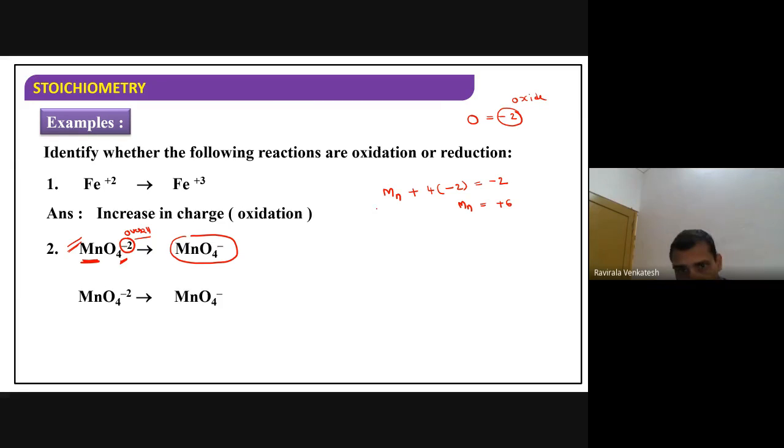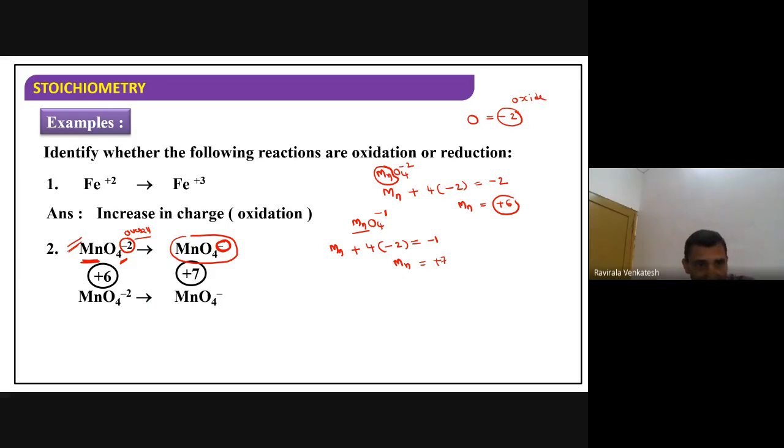Now, the manganese oxidation state in this molecule MnO4 -2. In MnO4 -2, what is the oxidation number? It will be +6. Now, let me check for MnO4 minus. Take manganese again. How many oxygens are there? 4. For oxide, the charge will be -2, and the overall charge is -1. So we get manganese is equal to +7. So you can write now here the oxidation number for the manganese is +6, and in this case +7.